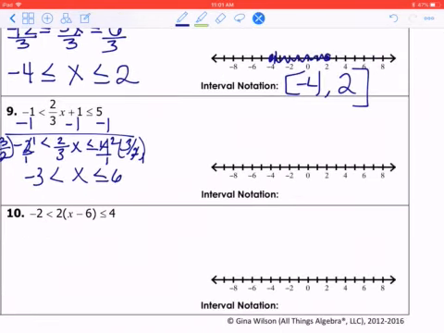Hop over to your number line. We have an open circle at negative 3, a closed circle at 6, shading in between. Your interval notation is parentheses negative 3, and it stops at 6.